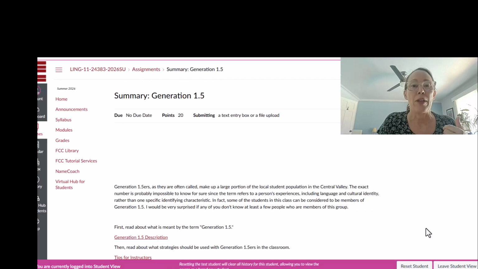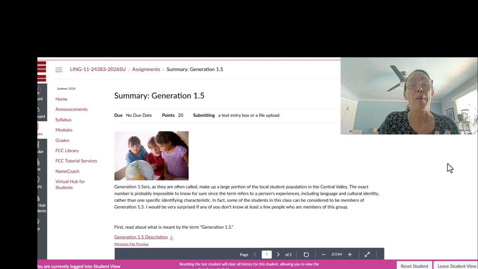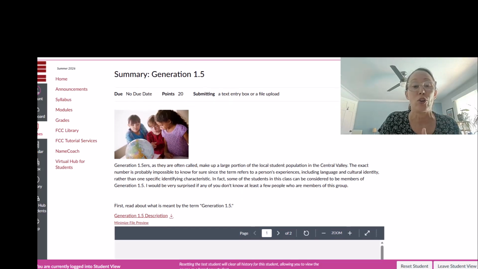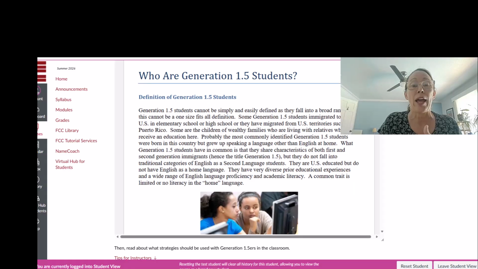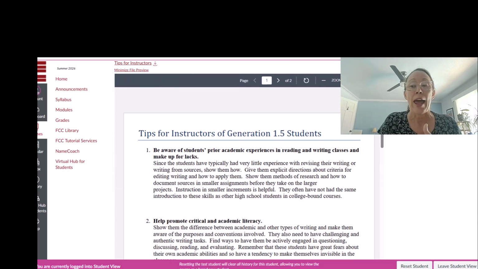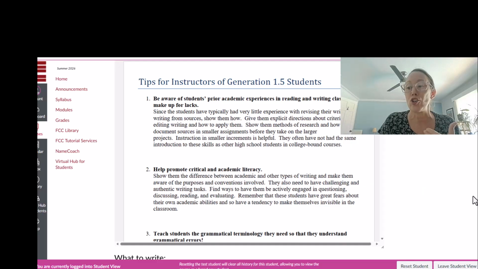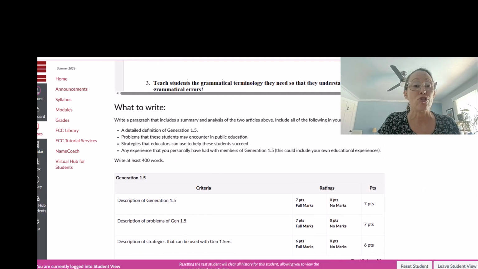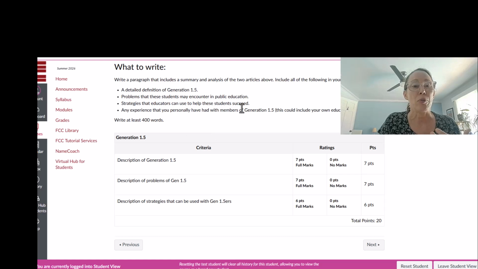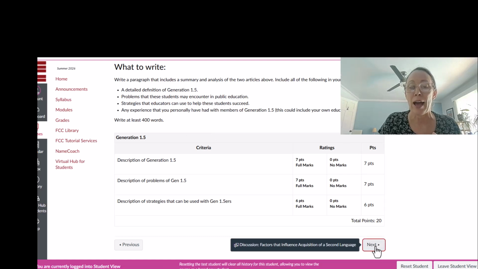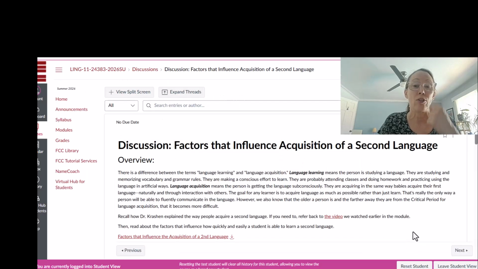Okay. The next assignment is about Generation 1.5. So this is a very special population that we see a lot in our school system. Some of you that are in this class are considered Generation 1.5. You may or may not know that already, but after you finish reading all about it, you're going to understand that. So I've got a description here and then some tips for instructors on how to best serve these students. So here's the prompt here. Just make sure that you're answering all of that. And then that leads us into our final discussion.